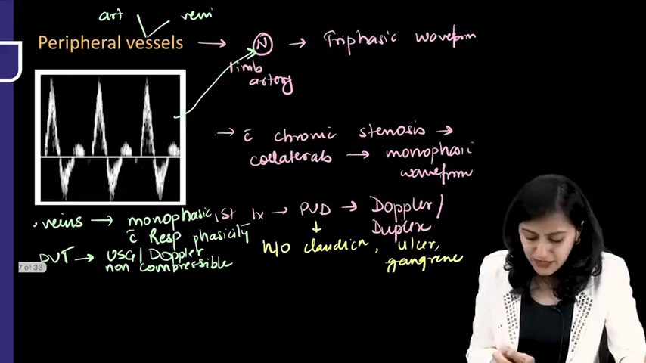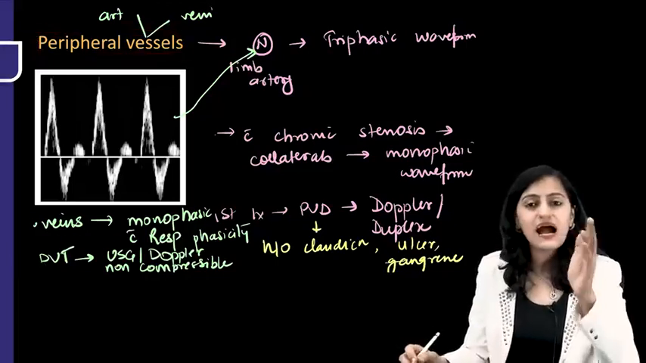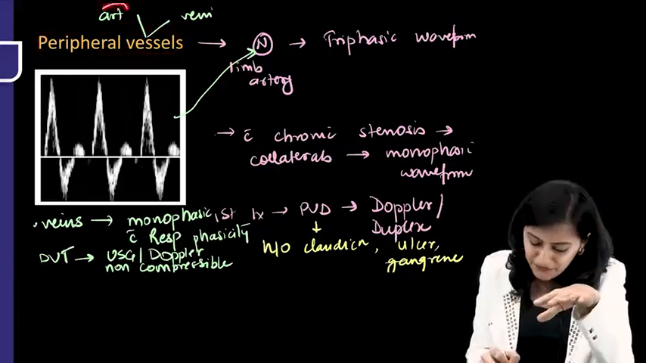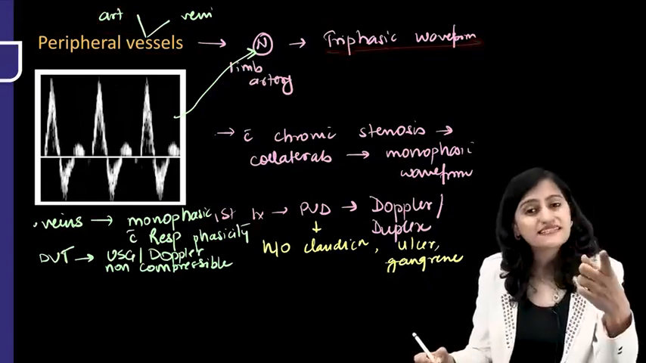What do we have next? Coming to peripheral vessels, the arteries and the veins. The peripheral artery gives the triphasic waveform, right?